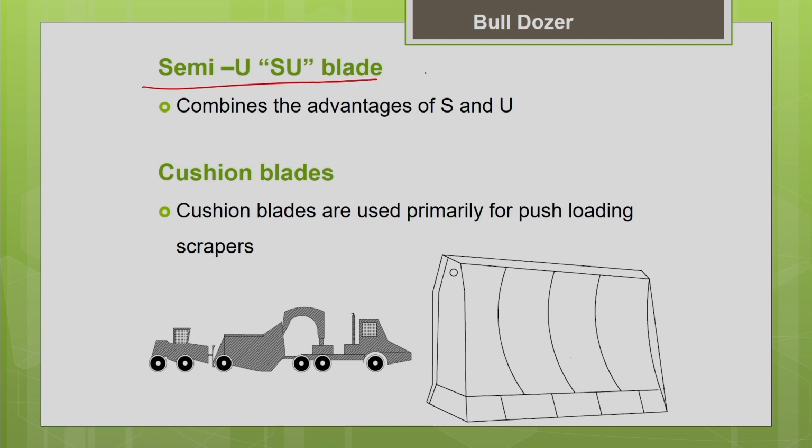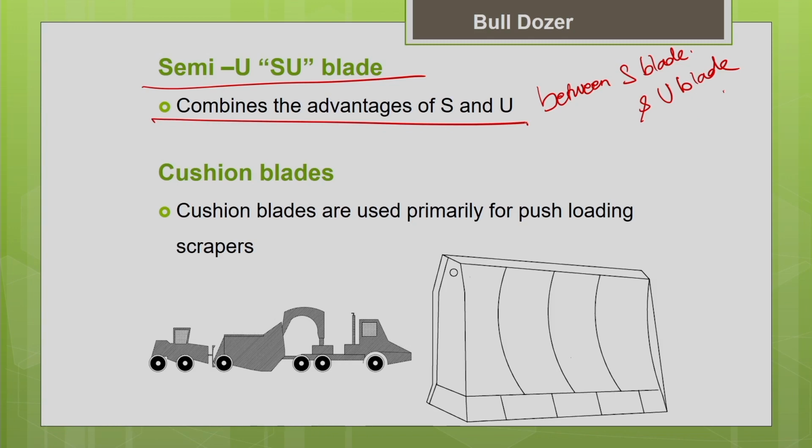Now let us see what this SU, semi-U blade is. It is something between the straight blade and the U blade. That means its dimension is bigger than the S blade but smaller than the U blade. Similarly, cutting ratio is lesser than the S blade but better than the U blade. So it is something between the S and U blade, and you have to make the choice according to your requirement.